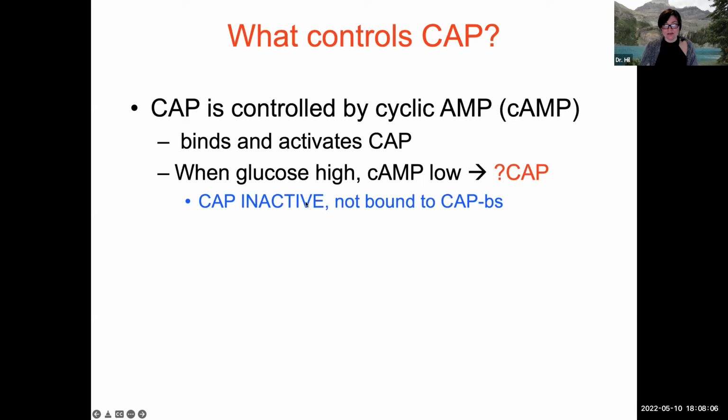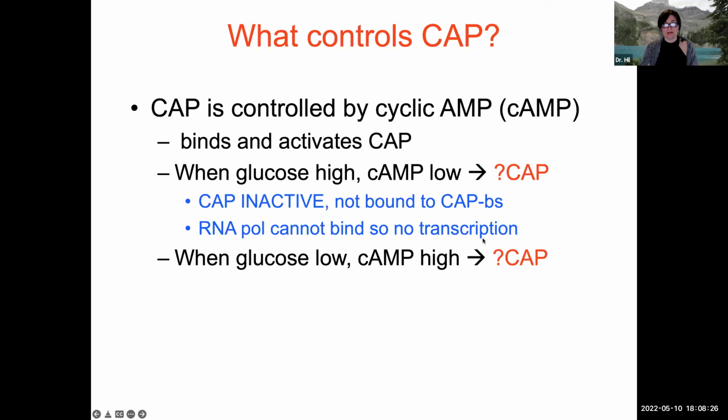is not active. Okay, and it's not because glucose is binding CAP directly, it's because cyclic AMP is required to activate CAP and cyclic AMP is not around. If CAP is not at the CAP binding site, the lights are off at the airport and RNA polymerase cannot find the promoter, and so there will not be any transcription.